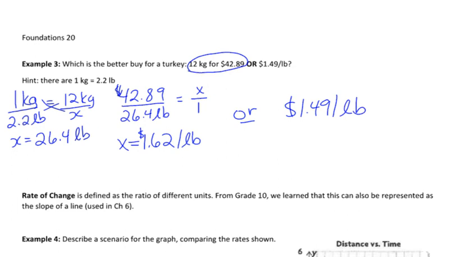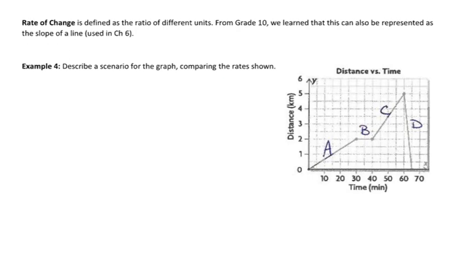So you want to pay less here. I want to pay less money for my turkey. So $1.49 is less than $1.62. So our second option would be better. $1.49 per pound is a better buy. I'm paying less money per the same unit, per 1 pound.